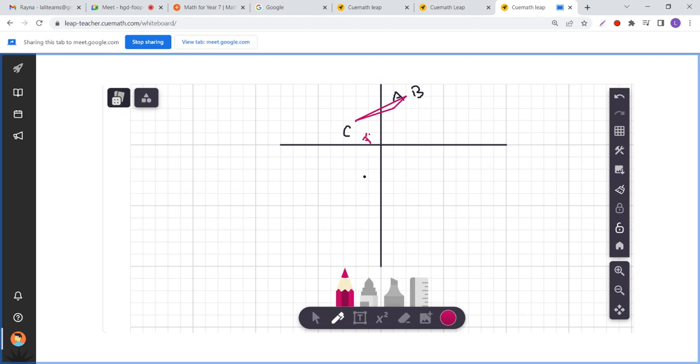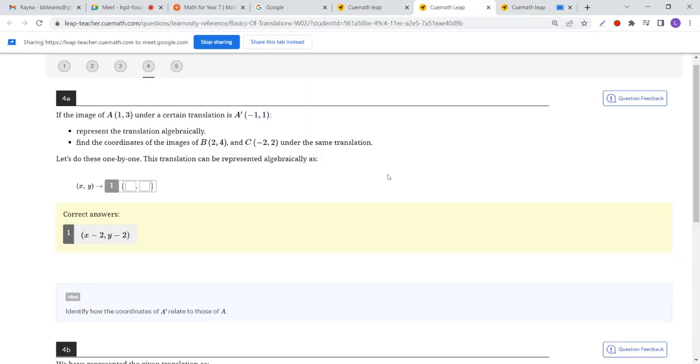Now from here, if you need the coordinates for B dash and C dash, A moves from 1 to negative 1 on the x axis, and from 3 to 1 on the y axis. Okay. So B moves from 2 to where on the x axis, and 4 to where on the y axis?